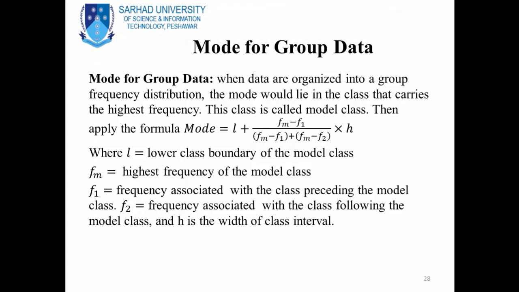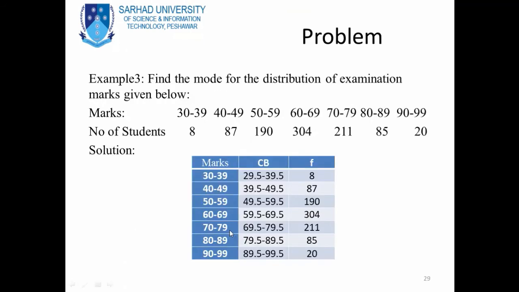Then apply the formula: L plus (fm minus f1) divided by ((fm minus f1) plus (fm minus f2)), multiplied by h, the step size of the class. L is the lower limit of the modal class, fm is the maximum frequency, f1 is the frequency of the class preceding the modal class, f2 is the frequency of the class following the modal class, and h is the width of the class interval.